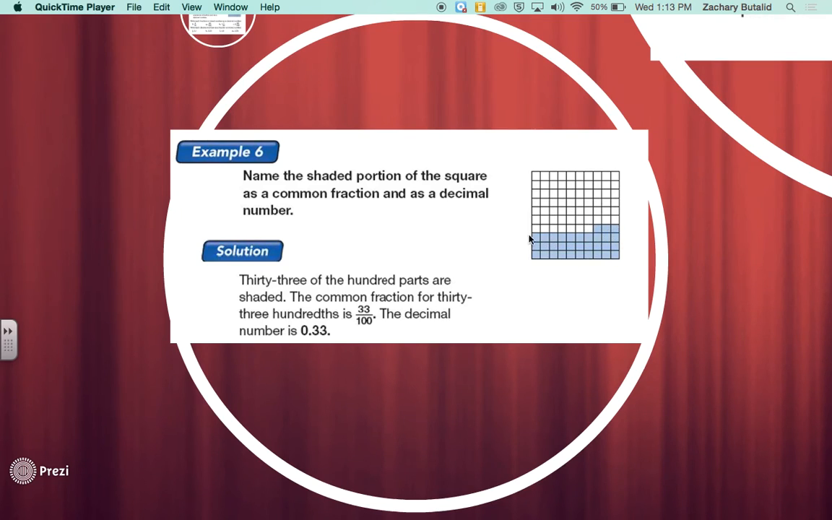So we have 33 out of 100 of our squares. So what our fraction is going to be is 33 over 100, and how we say that is 33 hundredths. Remember, the hundredth spot, the last 3 goes in the hundredth spot. And so we have 33 hundredths, okay?